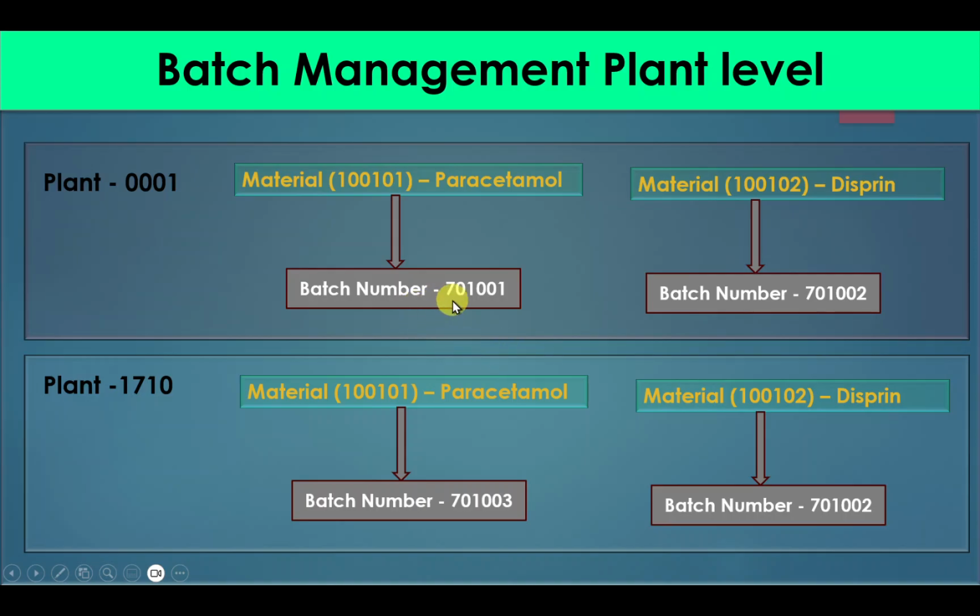So they have a batch number like this, and another plant can use the same number or they can have a different number as well. In this example, they have the same number. Here they can use a different number as well. So it's plant specific. It doesn't matter in a different plant what number they are using. So it's only restricted to a single plant and material combination.